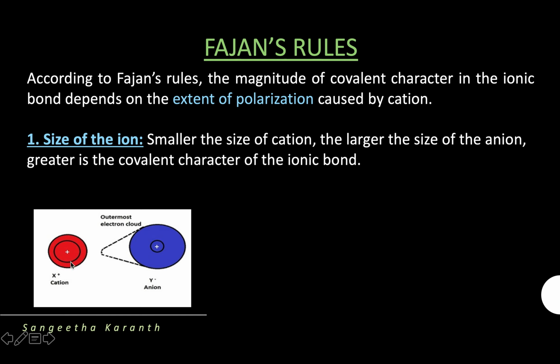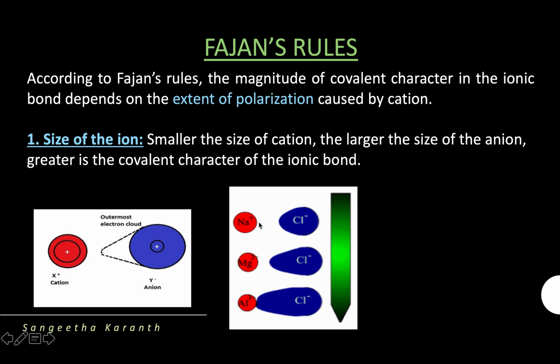And if the cation is very small, then the positive charge will have more hold in pulling, or attracting, the electron cloud of the anion. Okay, so let us compare this. In all these cases it is the chloride anion. I have kept it constant, but here the cations have been changed. Sodium, next magnesium and aluminium. Magnesium has a larger charge, and aluminium has still more charge when compared to sodium. If you compare the size, sodium is larger, magnesium is smaller, and aluminium is still smaller.